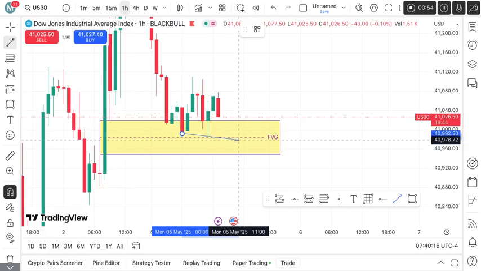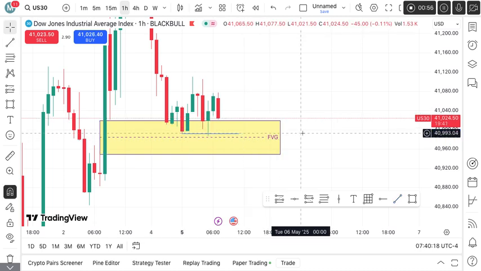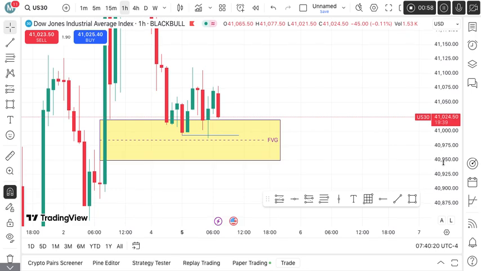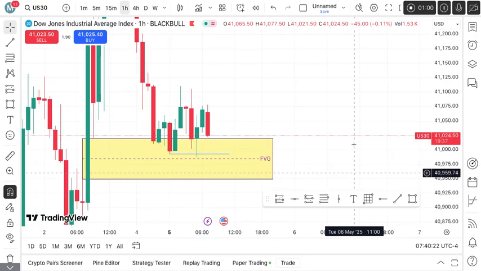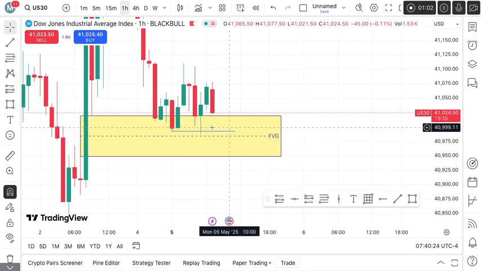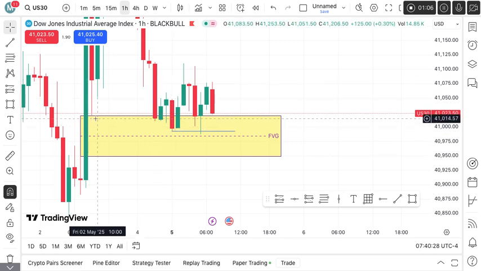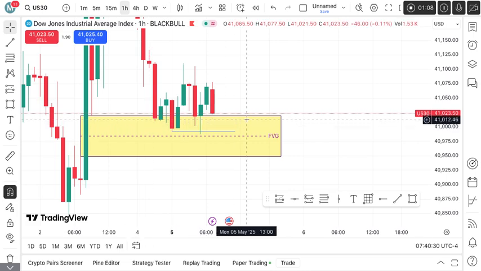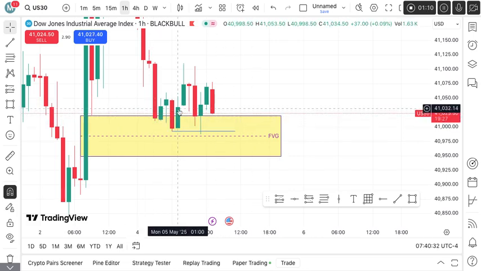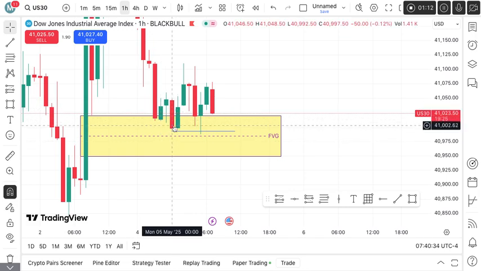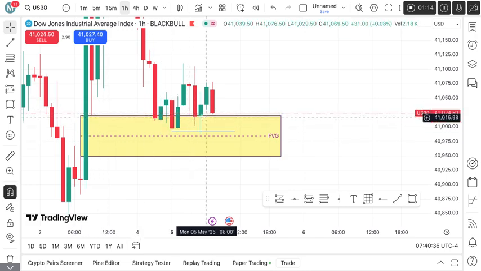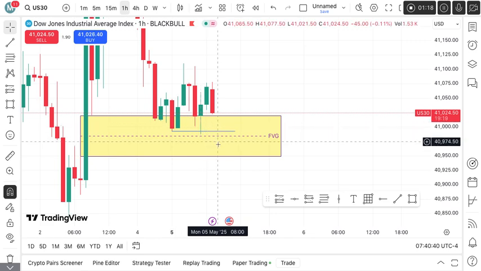So liquidity in this case was the low. The liquidity inside an area of inefficiency. So this is a turtle soup model. You wait for price to generate a low inside the fair value gap, and then wait for the low to be taken out and then take a trade. You see?